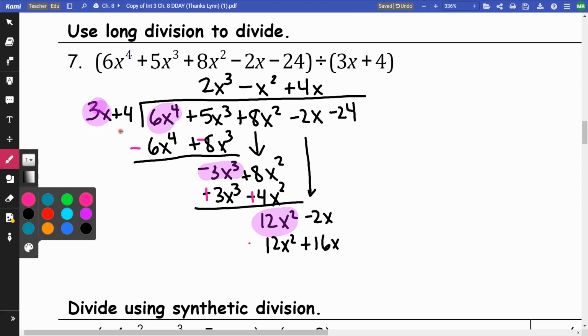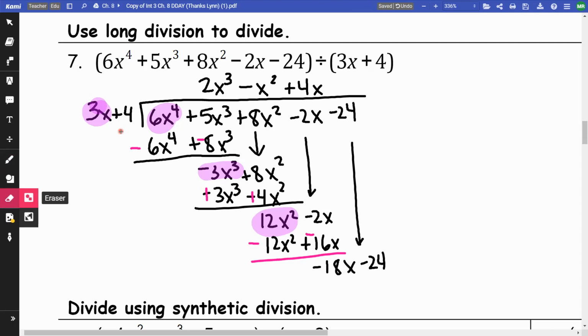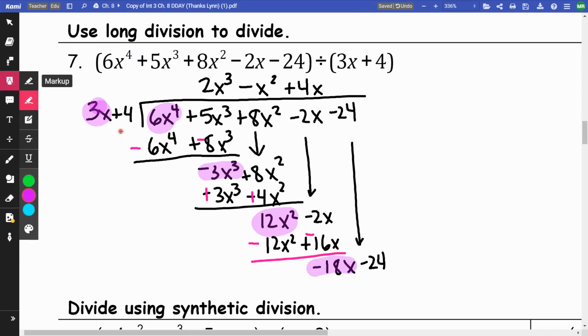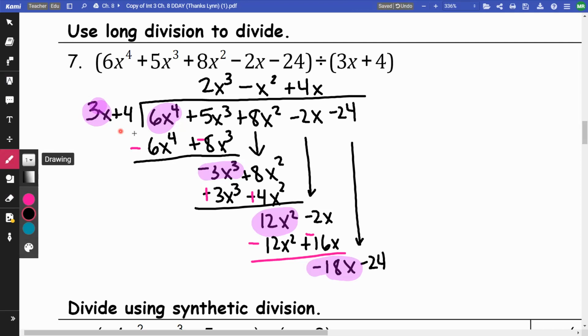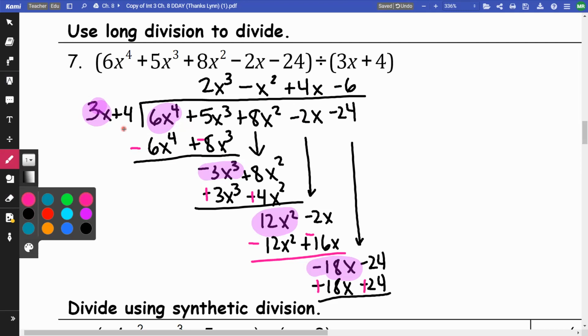And I am going to subtract. And I get a negative 18x. Bring down my negative 24. And then I need to see how many times a 3x goes into a negative 18x, which is going to be a negative 6. So negative 6 times 3x is a negative 18x. Negative 6 times 4 is a negative 24. And then I'm going to subtract. So I change this to a plus and a plus. And when I do that, I get a remainder of 0.